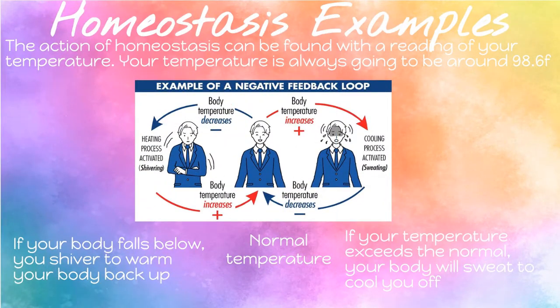An example of homeostasis in action would be a reading of your temperature. Your temperature is always going to be around 98.6 degrees Fahrenheit. If your body falls below this, you shiver to warm back up. Then this is going to return you back to a normal body temperature. If your temperature exceeds the normal, your body will sweat to cool you off.